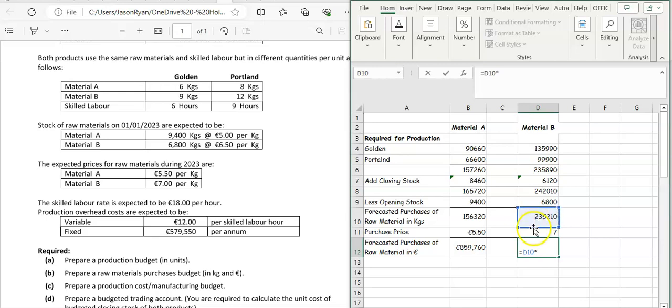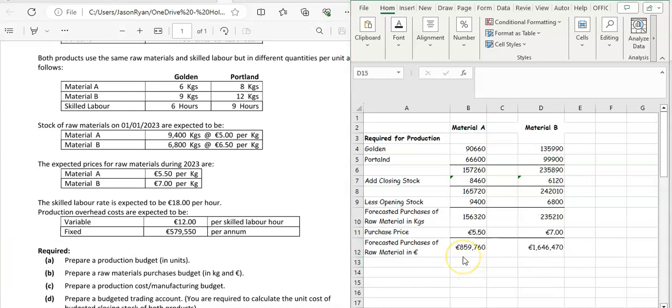It's going to cost us to buy material A and material B. So it's 859,760 euros for material A and 1,646,475 for material B, and we need 156,320 kgs of material A and 235,210 for material B. So that's Part B done.